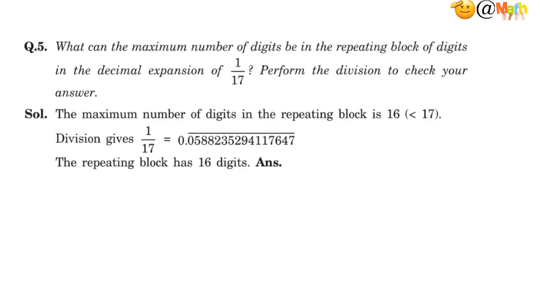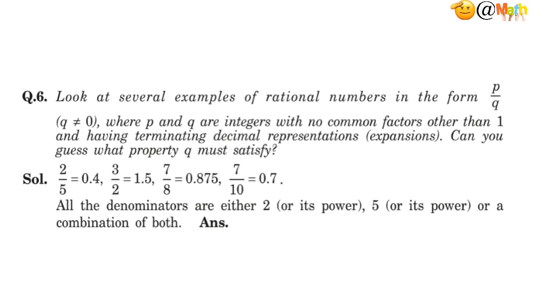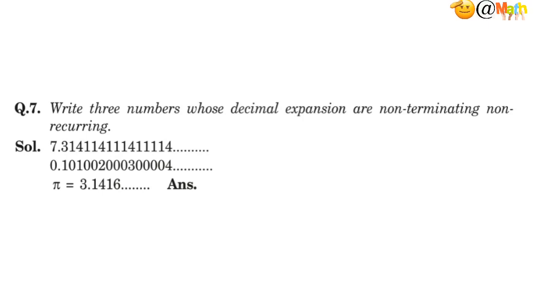Next question is, what can be the maximum number of digits in the repeating block of digits in the decimal expansion of 1 by 17? We have made this earlier. It will have 16 digits in the repeating block. Now, it is regarding terminating decimals. You can easily answer this. 3 by 2 is terminating, 2 by 5 is also terminating, 7 by 8 is terminating, 7 by 10 is terminating. Write 3 numbers whose decimal expansions are non-terminating, non-recurring.